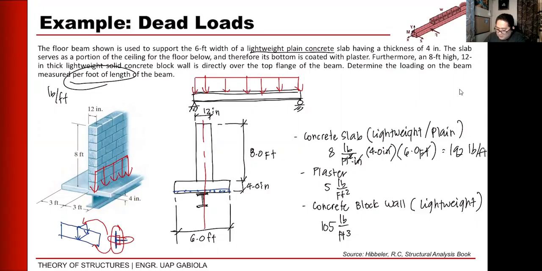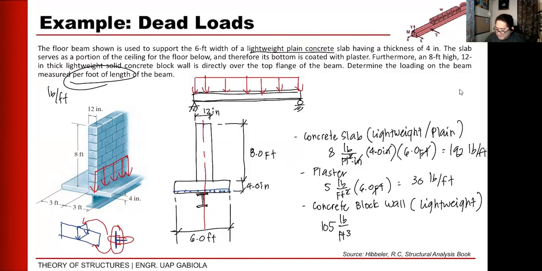Okay? So next is yung plaster natin, pound per foot square na siya. So dapat isang dimension lang para maging per foot lang siya. Okay? Multiply natin ng 6 feet din kasi same siya ng width ng mismong slab natin. Okay? So 6.0 feet. So, ayan. So 5 times 6 is 30 pound per feet.